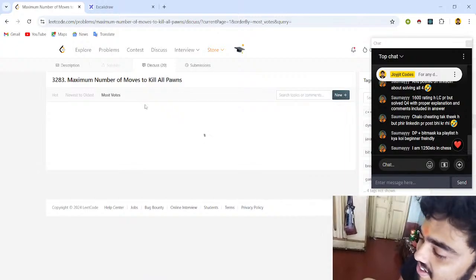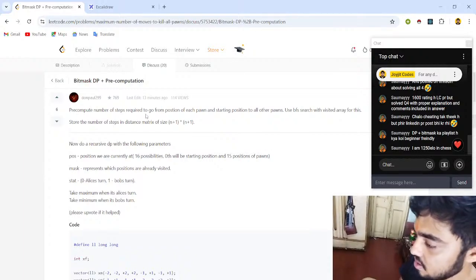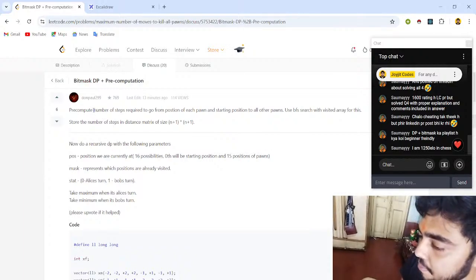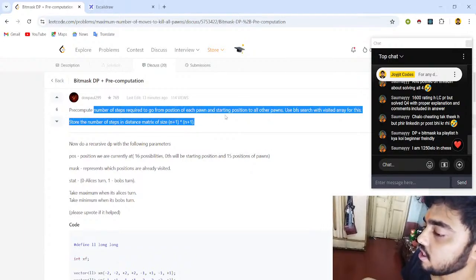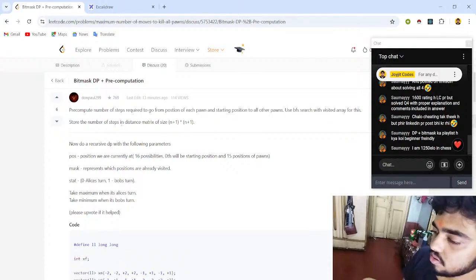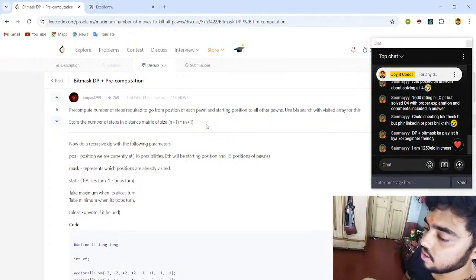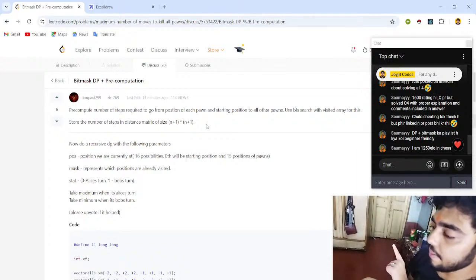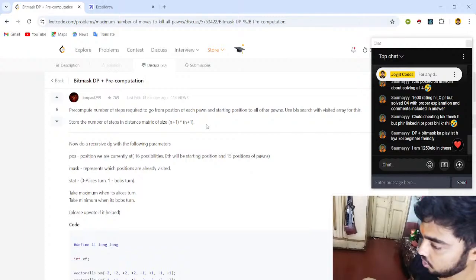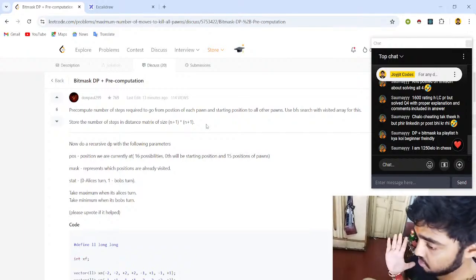Okay, so let's get into the discuss section. This is the solution that I was talking about. What he does is he is telling us that we can pre-compute the number of steps required to go from the starting position and each pawn to all the other pawns. Okay. So store the number of steps in a distance matrix of size n plus 1 by n plus 1. So basically for every specific pawn, since there are n pawns, from every pawn we can visit another pawn, right? And whatever is the initial position of the knight, we can go to that pawn position. I am just hoping that that is what he meant.